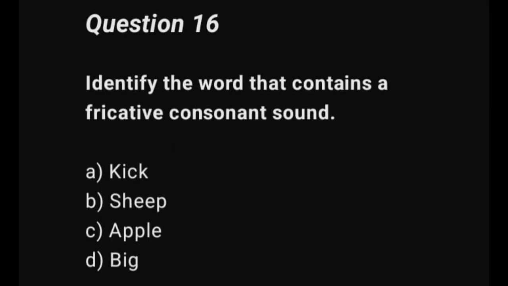Another question is, identify the word that contains a fricative consonant sound. Option A, kick. B, sheep. C, apple. D, big. Look at the initial sounds and let us know the one that contains a fricative sound at the beginning.